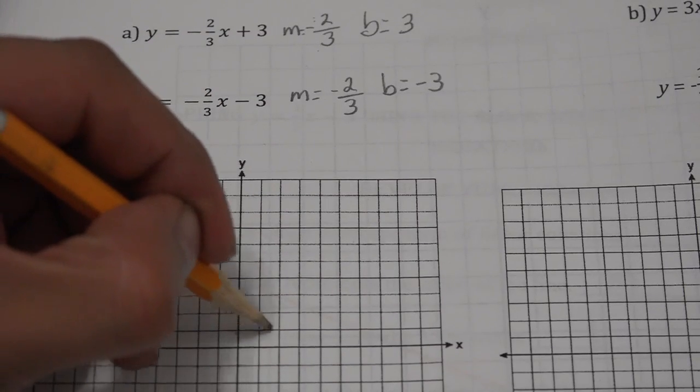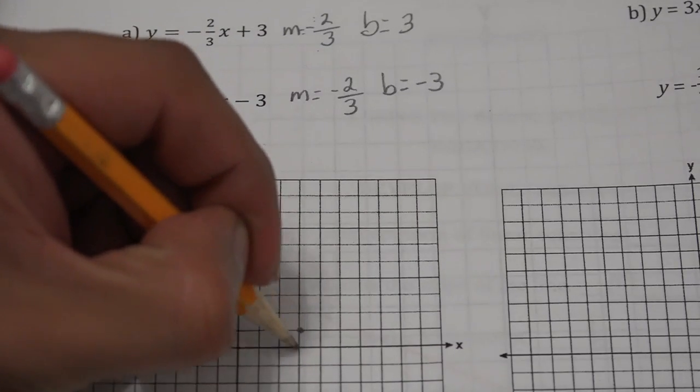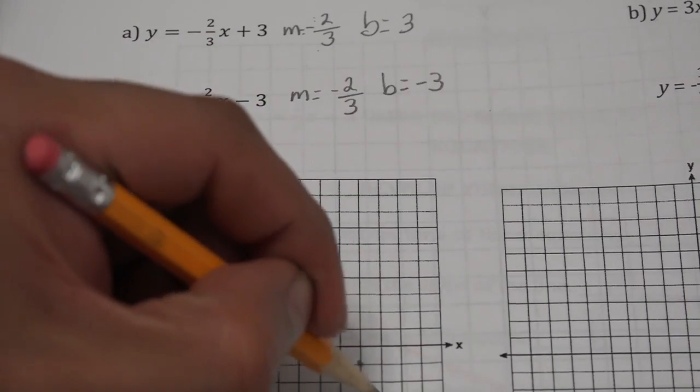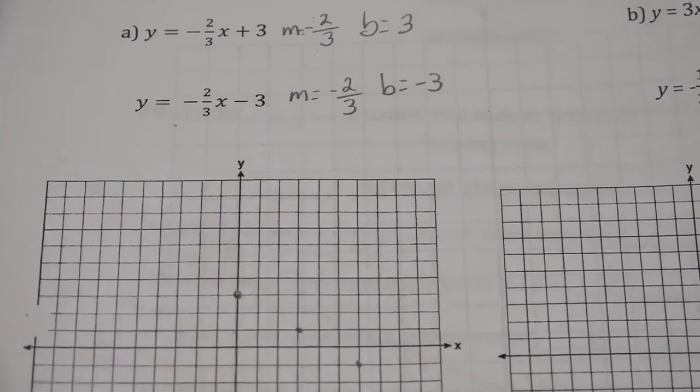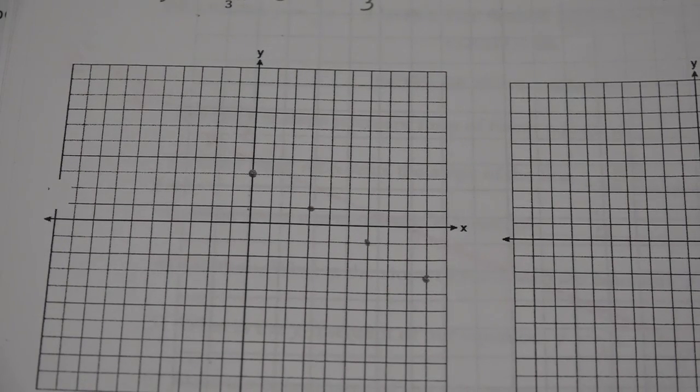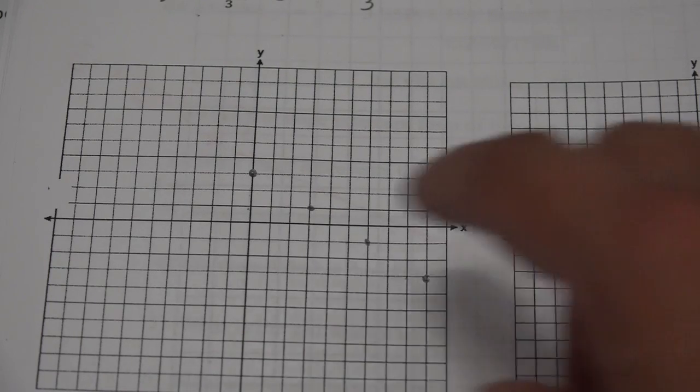2 down, 1, 2, 3 to the right. Again, 2 down, 1, 2, 3 to the right. Okay, you see that? And now, of course, I want to go onto the negative side of the line.